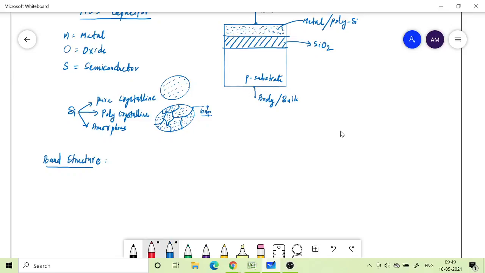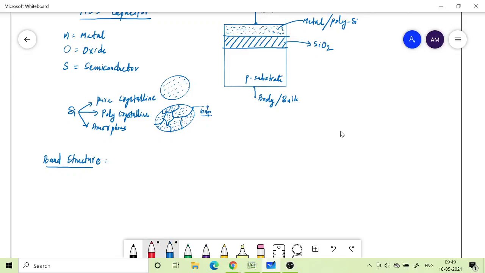So here there are three different materials if you look at. So there is a polysilicon or metal material, and then you have silicon dioxide, which is a different material, and crystalline doped semiconductor, which is the P substrate, that is also a different material, and each of this will have different characteristics. And nowadays it is also common to use the insulator as different material other than silicon dioxide.